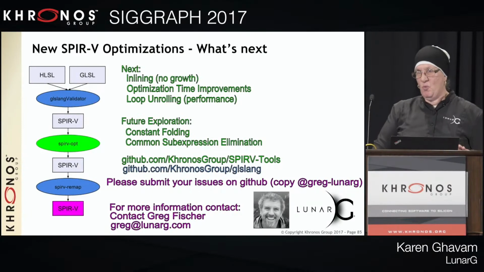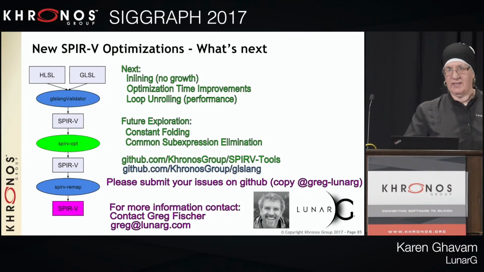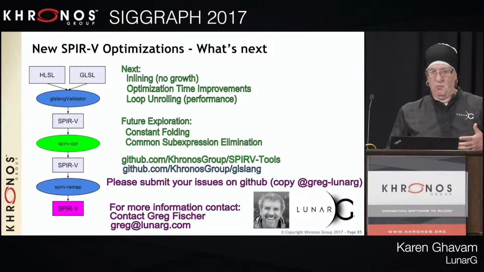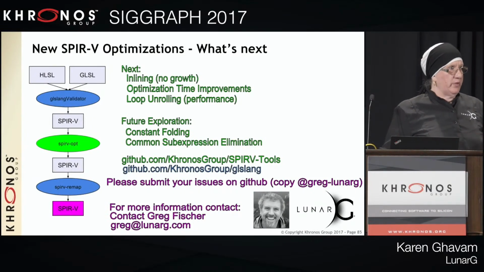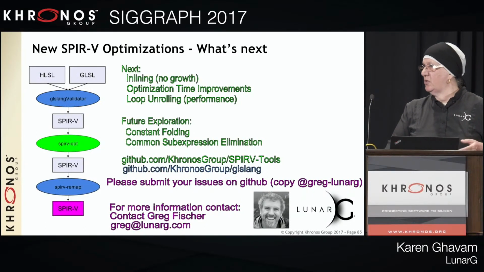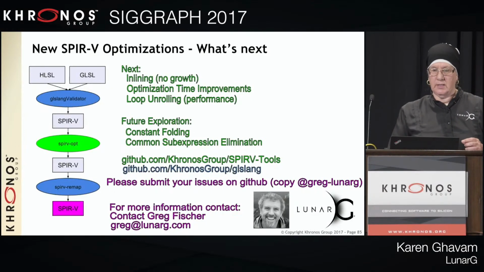So what's next? There's more work to do here, but we wanted to make sure this got out and made people aware that these optimizations exist. We want more coverage. Yes, we have put thousands of shaders through it, but as you know, the more shaders, the more usage, the more robust and higher quality these optimizations will get. We're going to work on inlining, no growth optimization, time improvements, and loop unrolling. And we're also going to do some exploration around constant folding and common subexpression elimination.